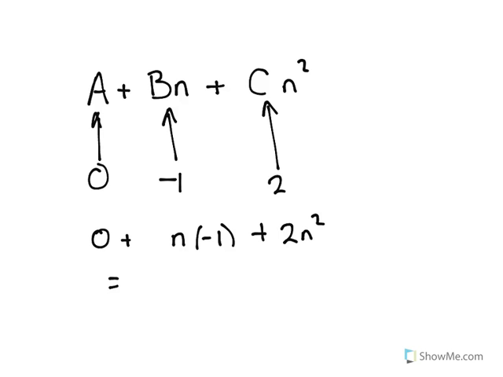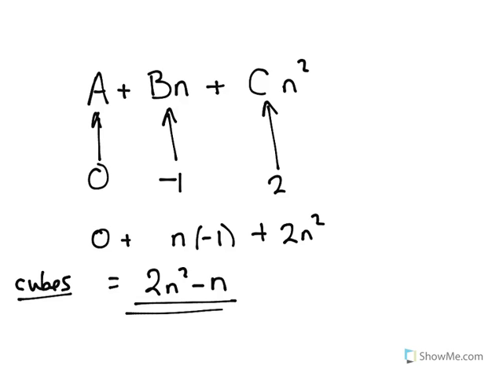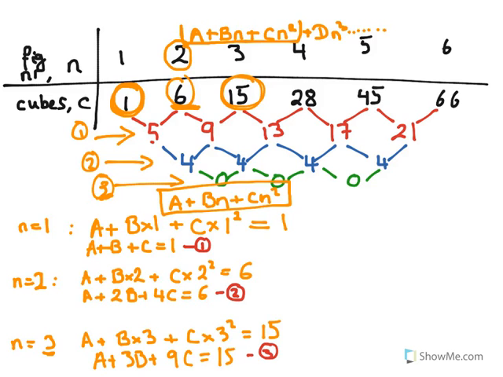The equation is going to have the form that the number of cubes in our pictures is going to be 2n squared. N times minus 1 is minus n. So our formula for the number of cubes in terms of the figure number is going to be 2n squared minus n, which we already proved in the other video was the correct answer. We now have a formula that the number of cubes, c, equals 2n squared minus n.